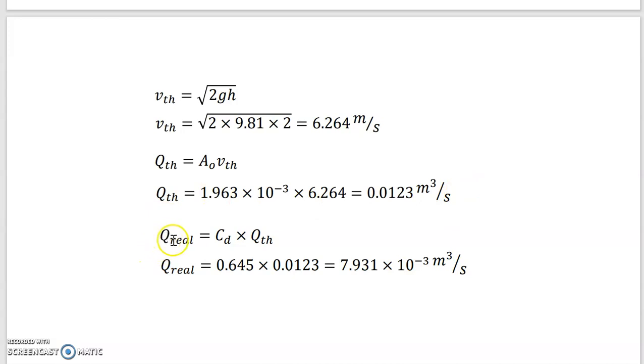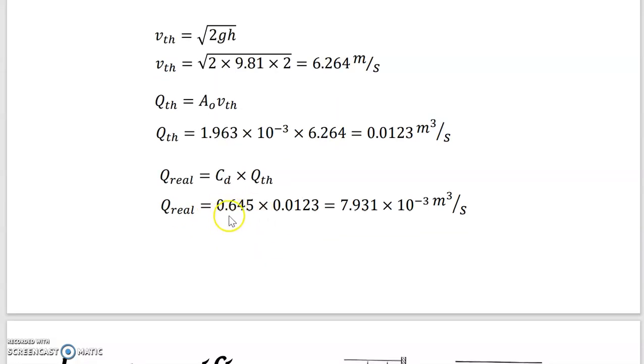So the real flow rate is equal to the coefficient times the theoretical flow rate. So we have 0.645 times the theoretical flow rate, 0.0123. So you get 7.931 times 10 to the negative 3 meter cube per second.